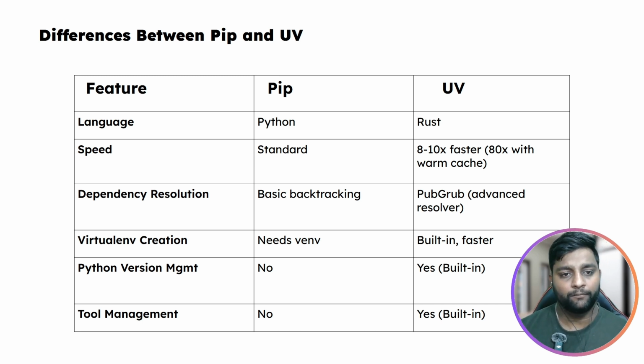Dependency resolution: PIP has basic backtracking. Here you have PubGrub, an advanced resolver. So based on your package, it can resolve automatically. Some dependency errors are there in PIP.